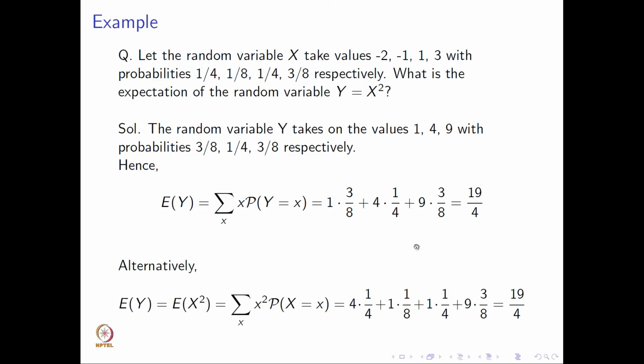Another way to approach this problem is to directly use the relation y equals x square in calculating the expectations. Thus, expectation of y is simply the expectation of the random variable x square. So in the formula for expectation, instead of substituting x, we substitute x square. Thus, we have sum over all x square into probability of X equals x. Calculating the values, we get the same answer of 19/4.